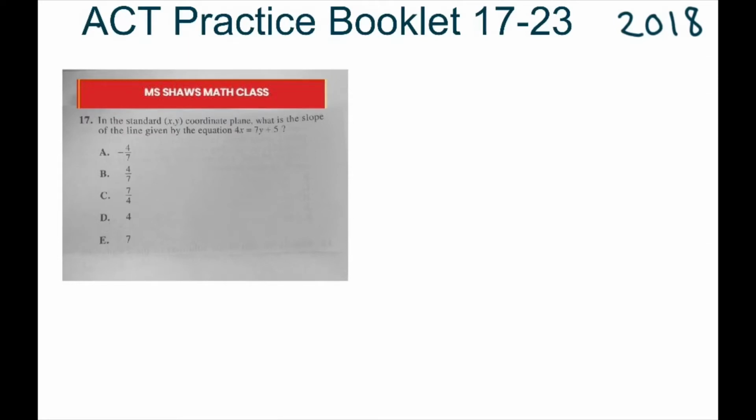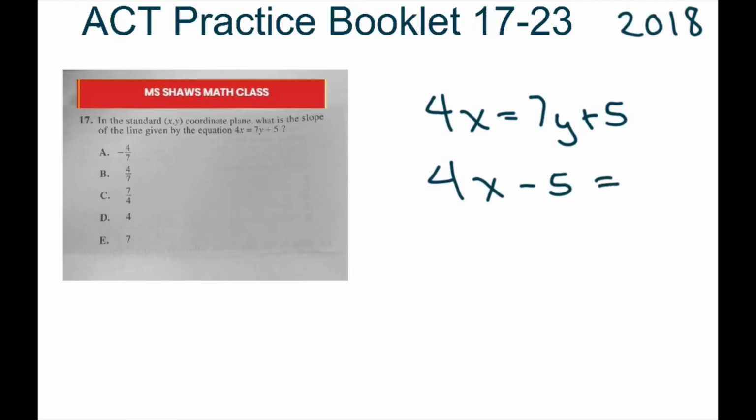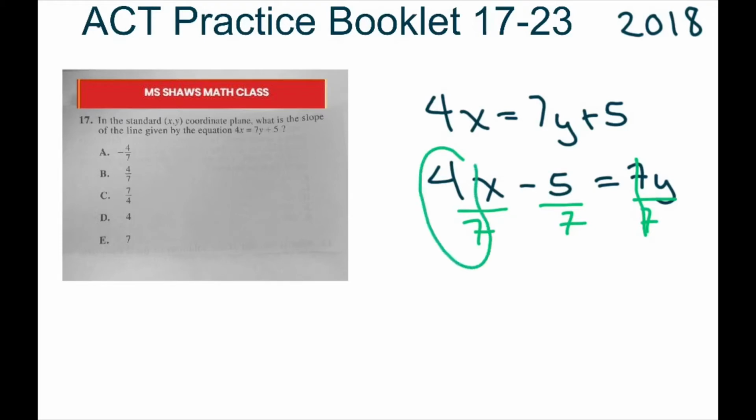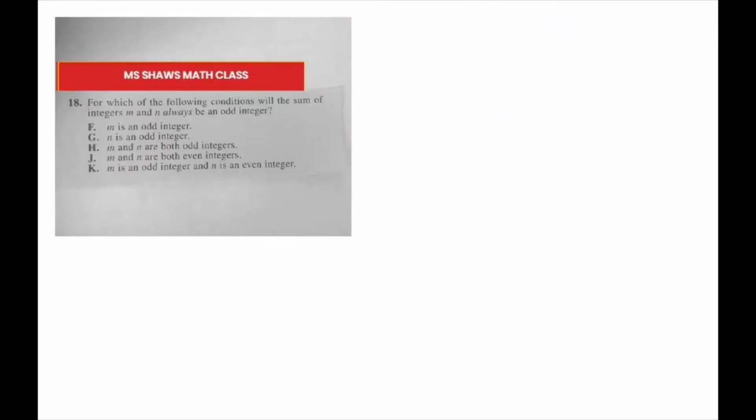This first one says, what is the slope of the line given by 4x equals 7y plus 5? So I'm just going to go ahead and write this in slope-intercept form. Subtract the 5 from both sides, and then divide everything by 7. 7, 7, 7. That cancels. The slope is the number in front of the x, so your slope is 4 over 7. Right? We're trying to go fast on these.